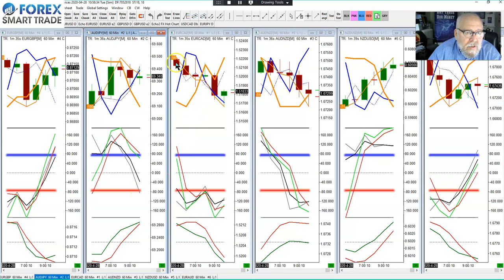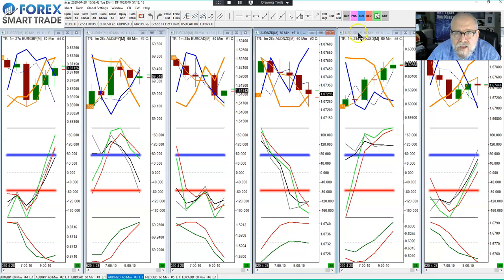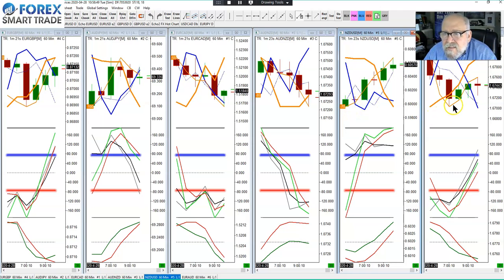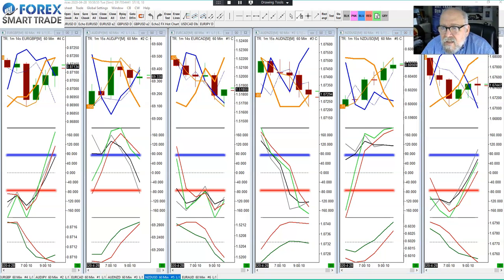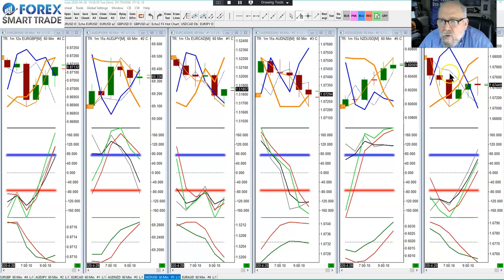So no good. Euro Canadian, minus 54. Australian New Zealand, minus 85. Not there yet. New Zealand USD, minus 70. Not there yet. Let's see. Euro Australian dollar, 0.